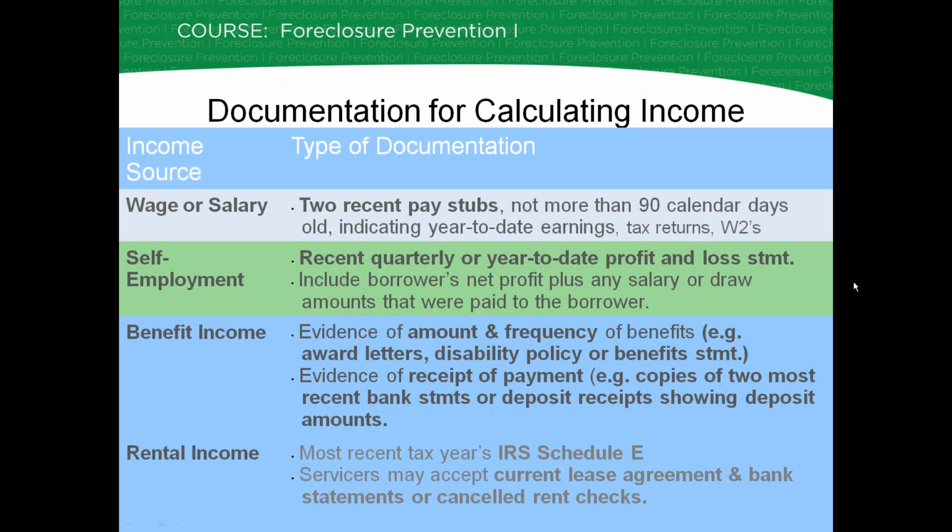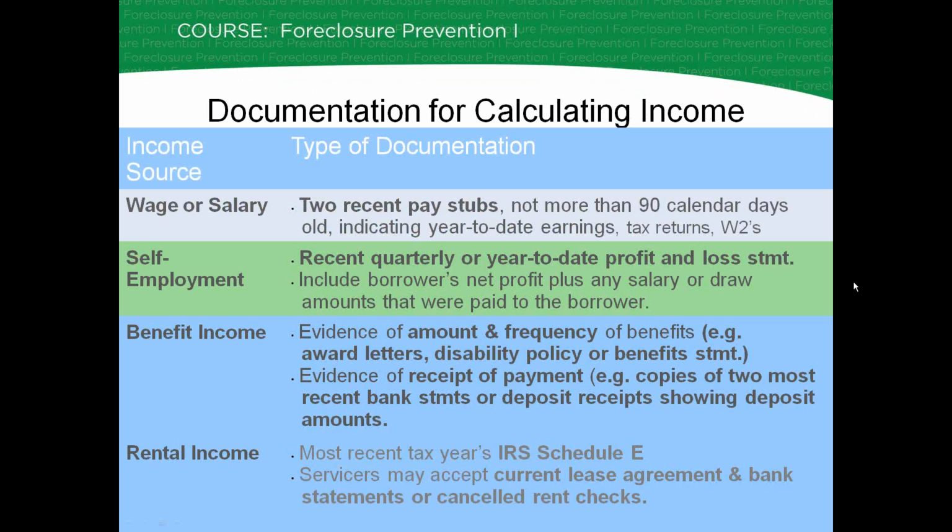So now let's talk about documenting the income. If it's a wage earner or a salary position, meaning if they're paid by the hour or they're paid on a salary, they're getting pay stubs, you want 2 of the most recent pay stubs, not more than 3 months old. And on those pay stubs, you should be able to see year-to-date earnings. They may ask for tax returns and even W-2s, so go ahead and collect that up front.